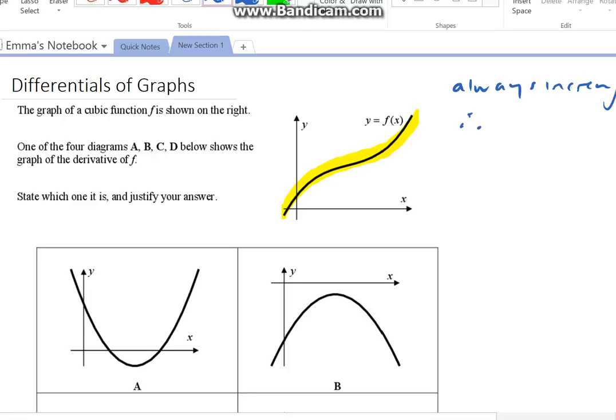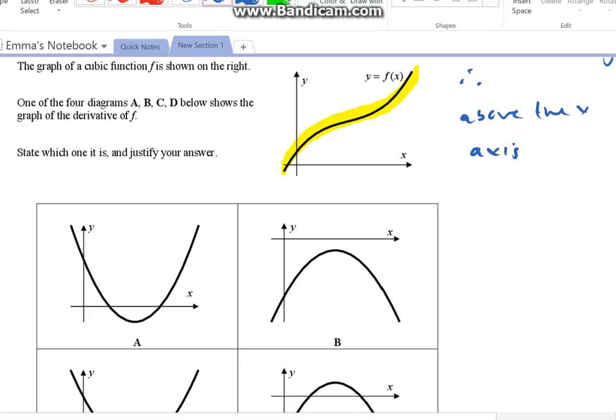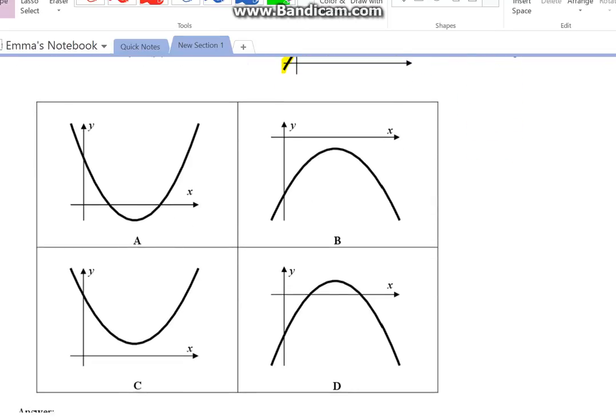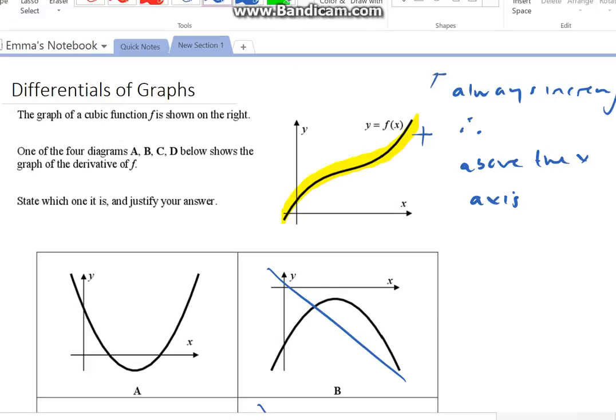Therefore, the differential of it will always be above the x-axis. So we know it's cubic, so when we differentiate it's going to be quadratic. It ends high, therefore we know it's going to be positive. So straight away we know that B is gone and D is gone because they're both negative. It's always increasing, therefore it never drops below the x-axis. So when it's drawn, it should always be above the x-axis.